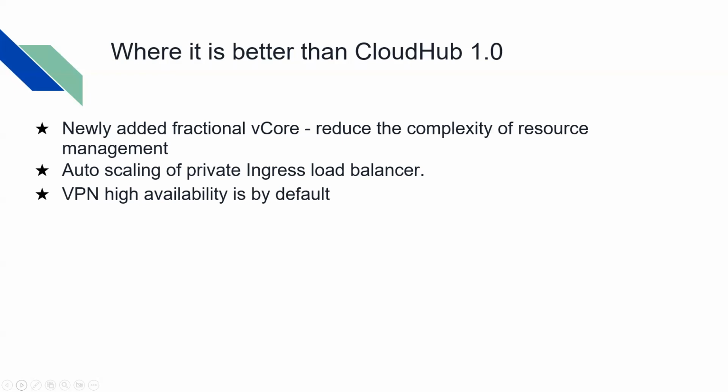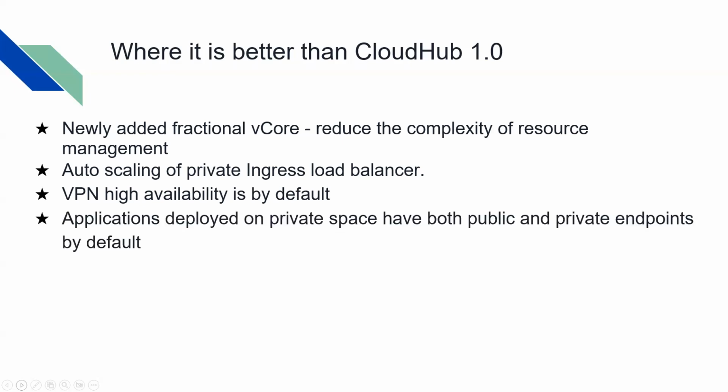And the same is for VPN. So VPN high availability is also out of the box. So that means a lot of management headache is reduced in CloudHub 2.0.